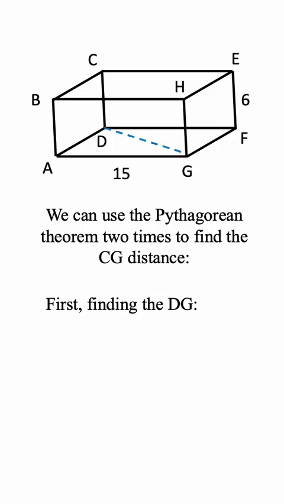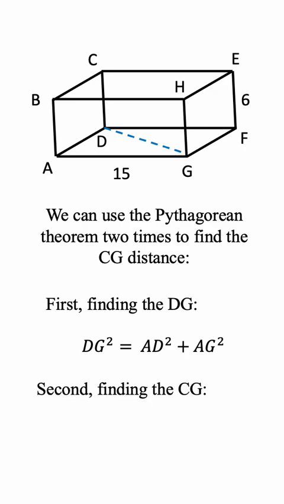The DG value, which is here, is given by DG to the power of 2 equals AD to the power of 2 plus AG to the power of 2. This is the formula for finding DG. And why do we need that? Because having access to that can lead us to find the value of CG by using the Pythagorean theorem: CG to the power of 2 is equal to DG to the power of 2 plus CD to the power of 2.